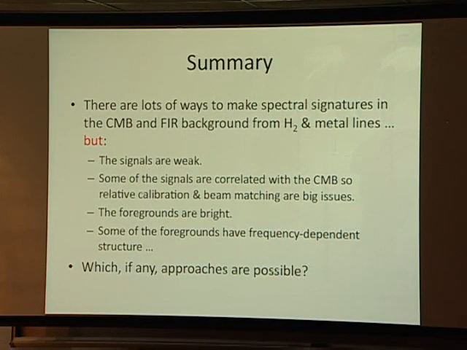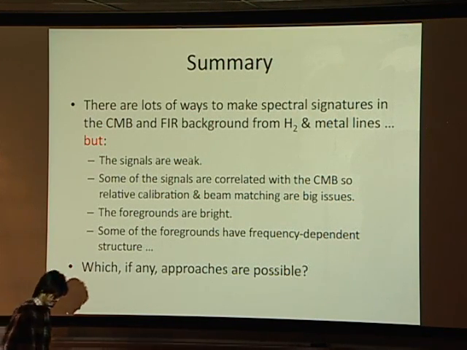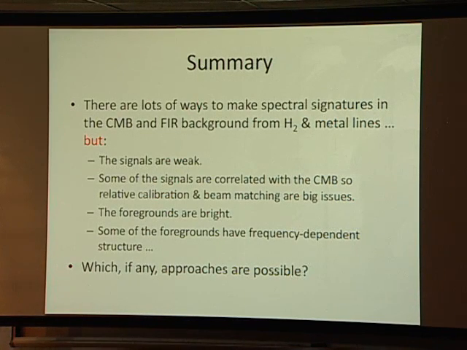So just to conclude, I've talked about a whole bunch of ways that one might get lines out of the early universe that are not H1. Unfortunately, the signals are, in every case, weak. Possibly undetectable, certainly hard. Some of them are correlated with the microwave background. So any sort of relative calibration, beam matching issues, the same things we worry about in 21 centimeter to get rid of the smooth galactic foreground, all of these things are going to come back if we try to look for those signals, especially the metal scattering lines.